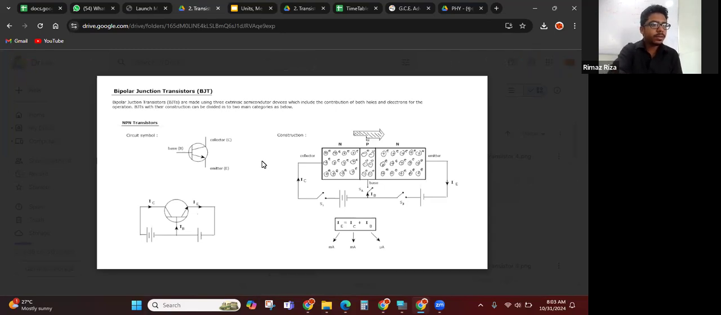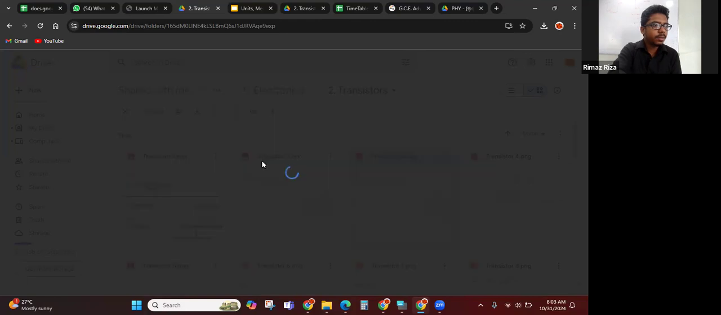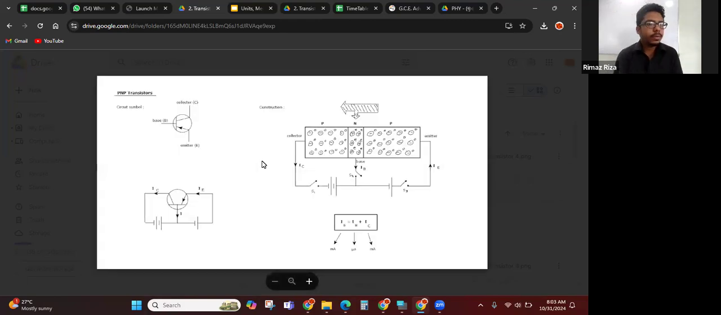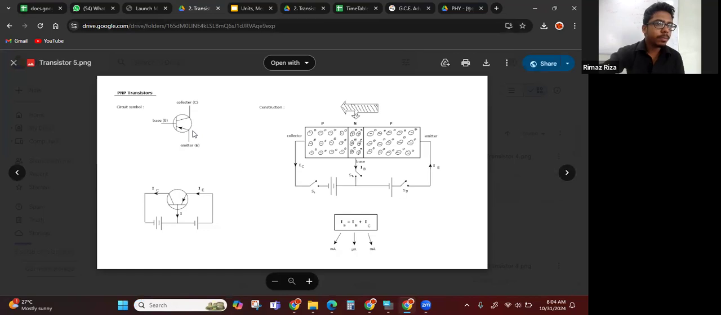In the last class we discussed the NPN transistor. Now we'll discuss the function of a PNP transistor, and here you can see the circuit symbol. In PNP, the arrow in the circuit symbol should point towards the base because it's always from P to N. So if it's PNP, then the arrow is from P to N.